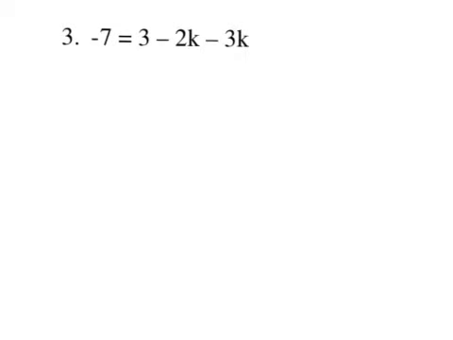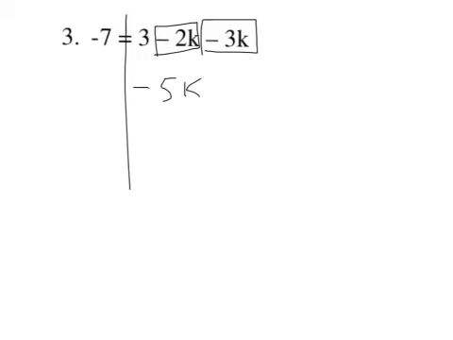Okay, in this problem I'm going to split the left side and the right side of my equation. I will distribute if possible. There is no distribution, so I will go to combining like terms. I have negative 2k and another negative 3k, so altogether it's negative 5k plus 3 equals negative 7.